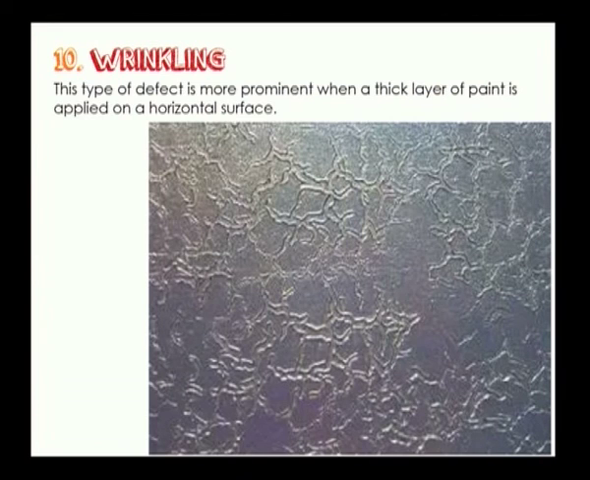Wrinkling. This type of defect is more prominent when a thick layer of paint is applied on a horizontal surface. This also happens because of improper and non-uniform drying. If some portion of the paint or some pockets of the paint dry quicker than the rest, this wrinkling happens. One reason for this is that the quality of the paint is not that good, and the second reason is that the workmanship is poor, because of which this wrinkling happens.